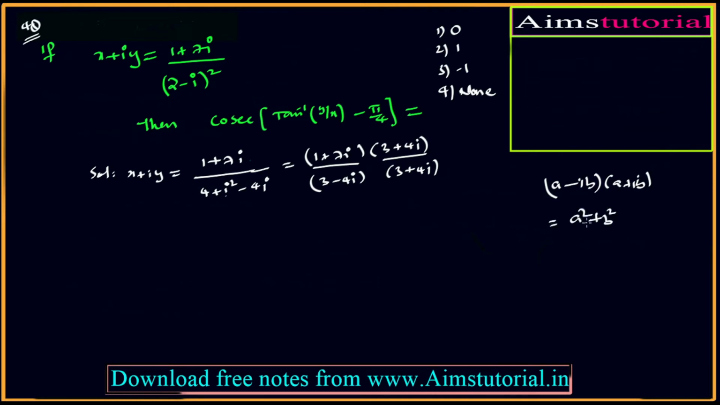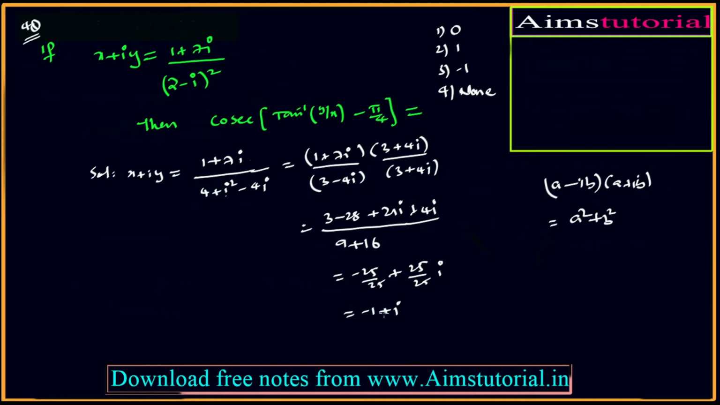Formula of (a minus ib)(a plus ib) is a square plus b square. So the denominator is a square plus b square, that is 3 3s are 9 plus 4 4s are 16. Numerator: 1 3s are 3, minus 7 4s are 28, plus 7 3s are 21i and plus 4i. So minus 25 by 25 plus 25 by 25i, so minus 1 plus i. If you compare with x plus iy, x value is minus 1, y value is 1.